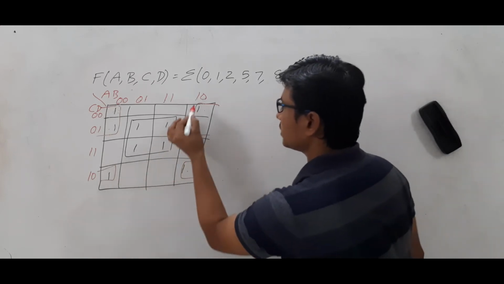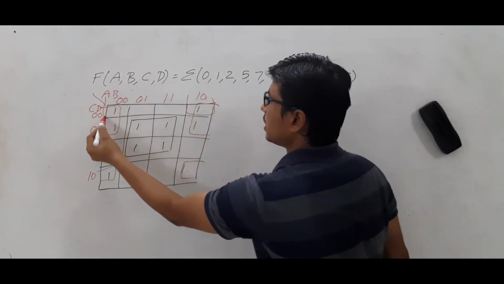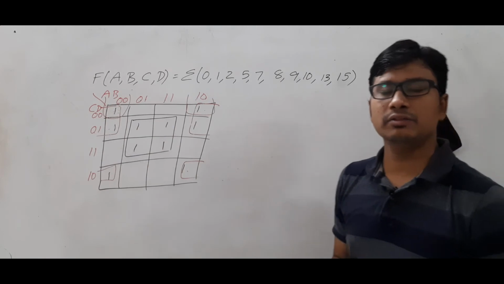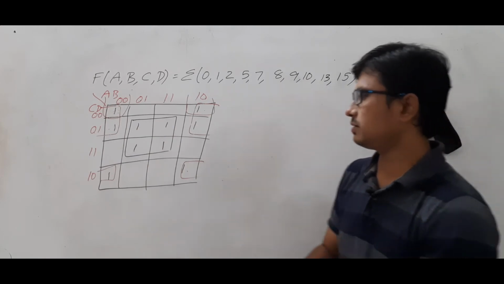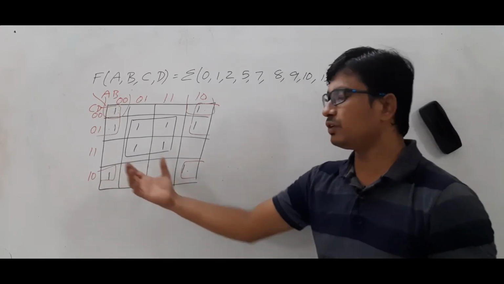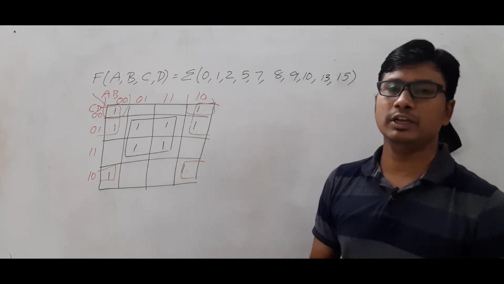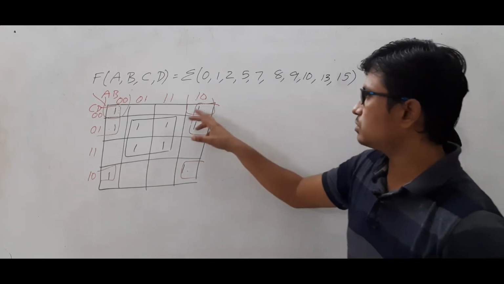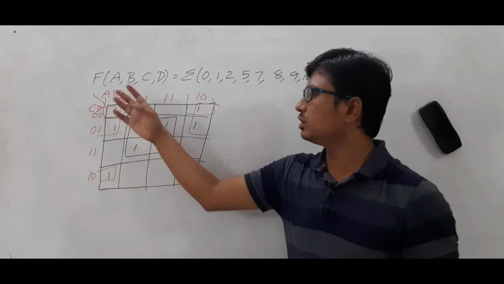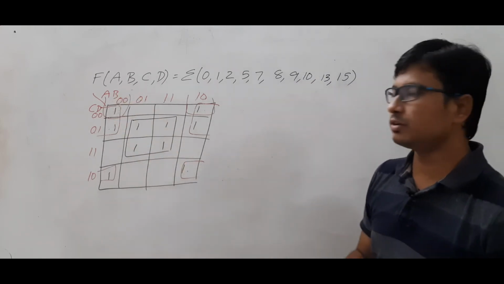This one and this one, this one and this one are adjacent. Will you agree with me or not? Yes. Is it clear? If you want to verify, you can verify. They will vary by one bit only. So how many groups did we get? We got 3 groups. So now we will simplify it.